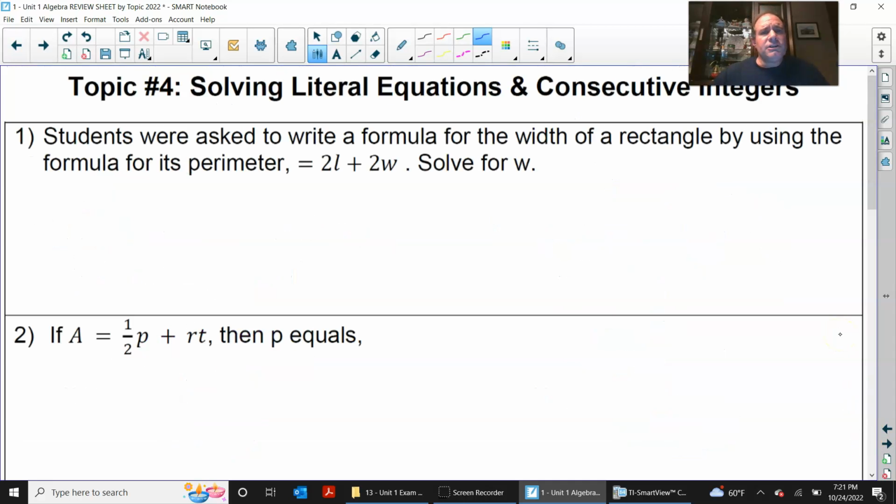Topic number 4. Students were asked to write a formula. This is solving literal equations and consecutive integers. This is a difficult topic. So we're going to work through it, hopefully.